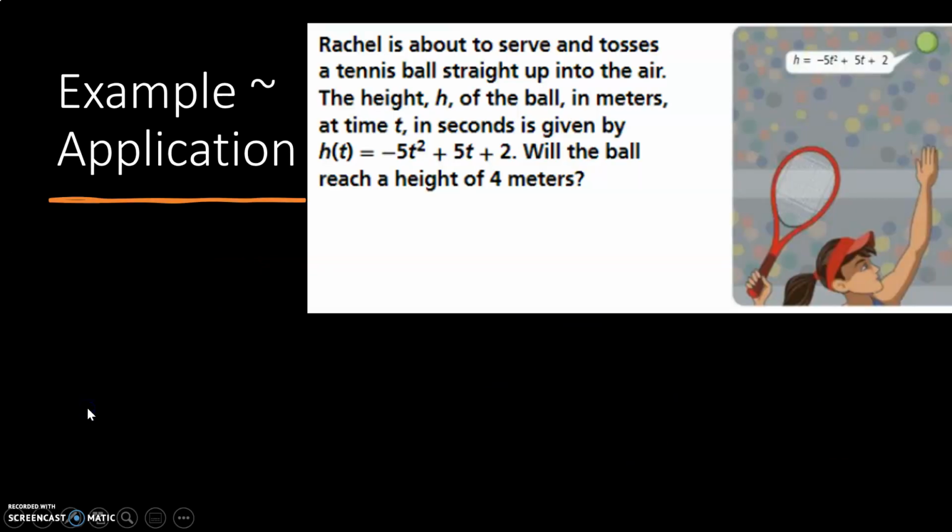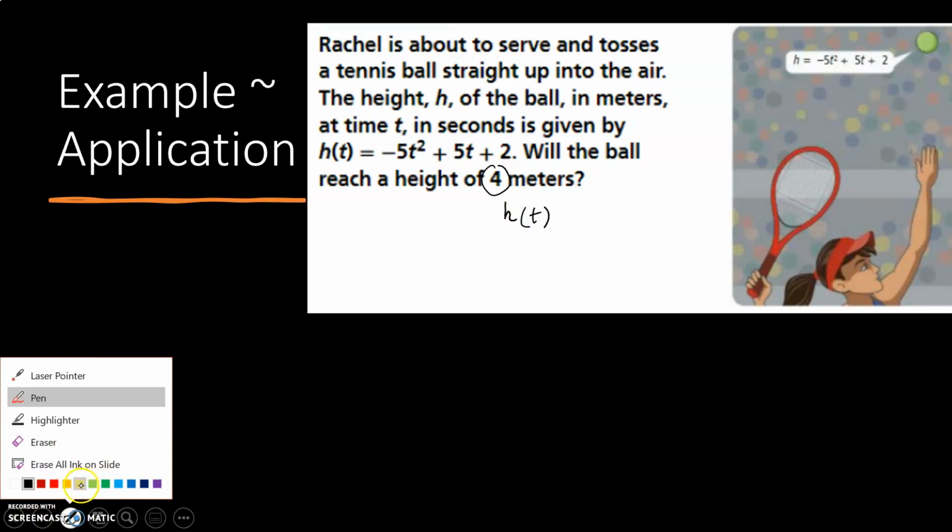Now we're going to look at a real world example. We've got a tennis player. She tosses the tennis ball straight up into the air and then she hits it with her racket. So we want to know, when will the ball reach a height of 4 meters? Or will the ball reach a height of 4 meters? So the number we have here is a 4. That 4 is a height, so that's going to go in for h of t. And we're trying to figure out whether that equation would have a solution.